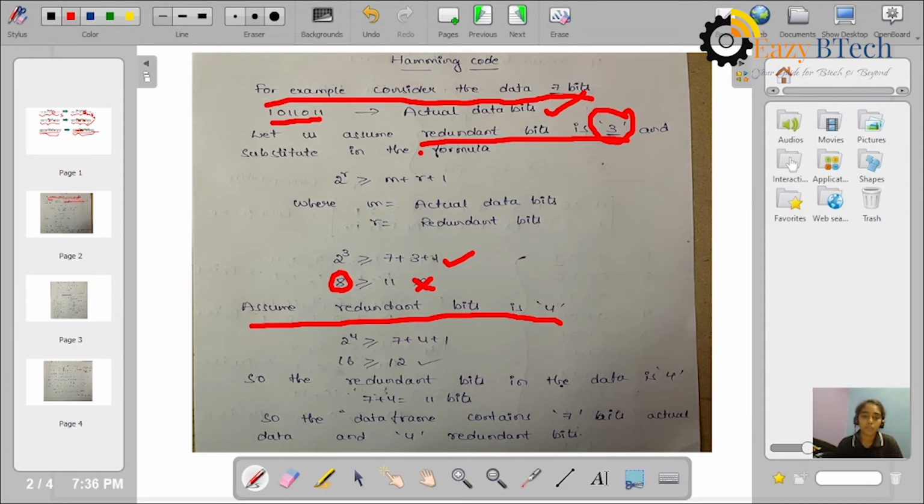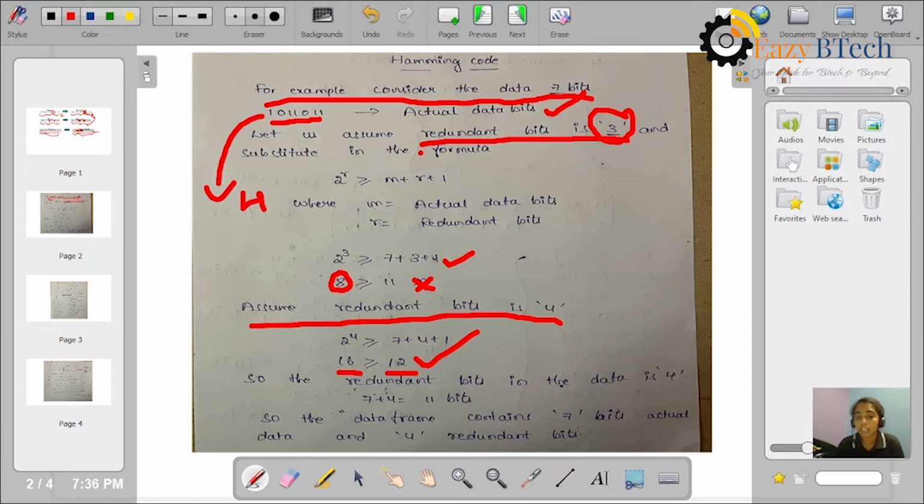So 2 power of 4 is 16 and 12. See, this is right. Okay, so it satisfies the formula. Means how many redundant bits we added to this particular data means 4. 4 redundant bits we added. So in which positions do we add these redundant bits?